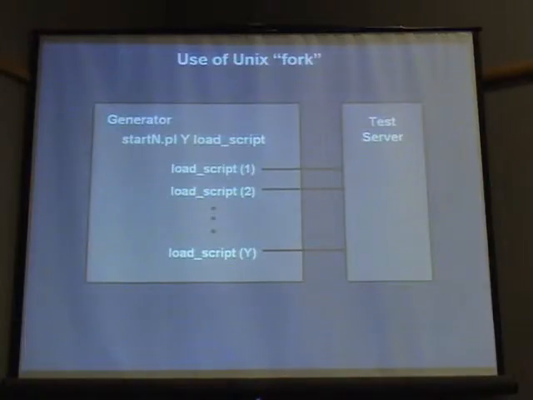Okay. Unix fork. There's a typical generator, and I've got a Perl script that forks, in this case, Y instances of a load script. Each of these load scripts are child processes of start and.pl. And they each talk logically to the test server, again going over one network port.